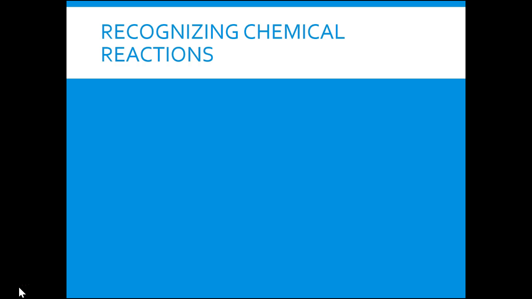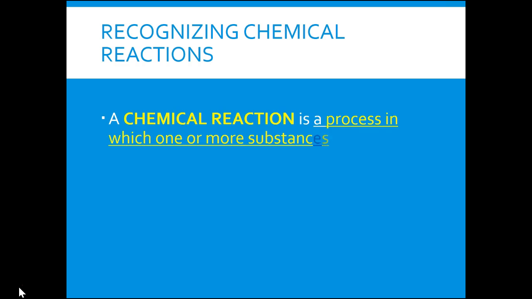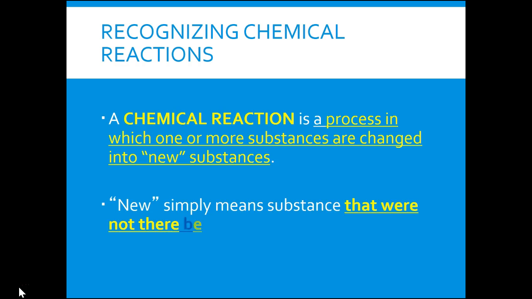So, recognizing chemical reactions. First of all, we are using equations to represent reactions. How do we recognize that a chemical reaction has occurred? Well, a chemical reaction is a process in which one or more substances are changed into new substances. You're like, new substances, what does that mean? Well, new substances mean that they're different. They don't have the same properties. They don't show the same things. We're not getting the same stuff when we're finished. New simply means the substances that were not there before the reaction.